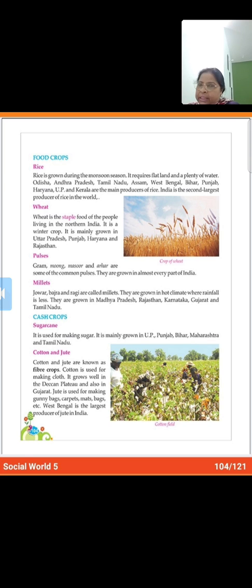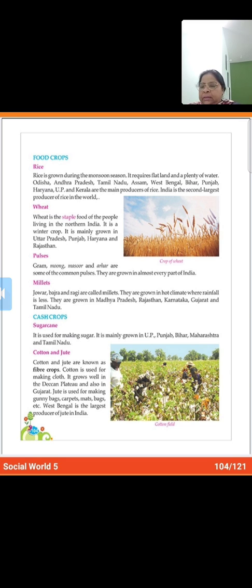So first of all, sugarcane. It is used for making sugar. Everybody knows that. And it is mainly grown in UP, Punjab, Bihar, Maharashtra and Tamil Nadu. Now see children, you know sugarcane is used for making sugar. Do you know that jaggery is also made from sugarcane only? Jaggery, gud, is also made from sugarcane and is grown in UP, Punjab, Bihar, Maharashtra, Tamil Nadu.